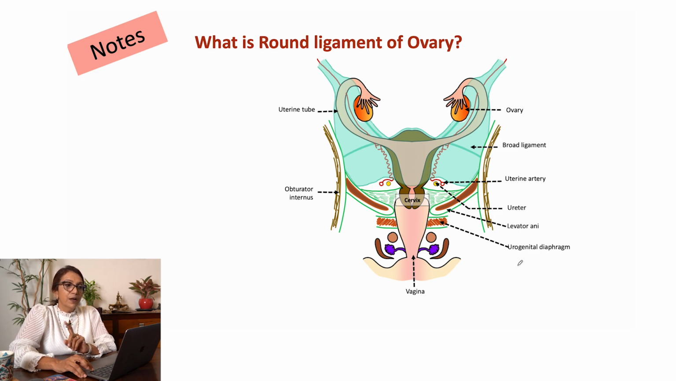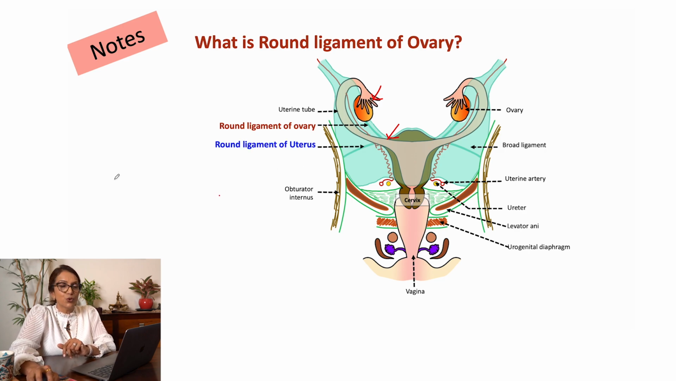Again, what is round ligament of ovary? So here you are seeing the uterus, and here is the round ligament of ovary extending from the ovary here to the uterus, the lateral angle of uterus over here. Whereas this is your round ligament of uterus extending from the angle of uterus to the labia majora. So you can see that it is the round ligament of uterus that is pulling the uterus forwards into anteverted, anteflexed position. But the round ligament of ovary is actually just anchoring the ovary. It is not a support of uterus.